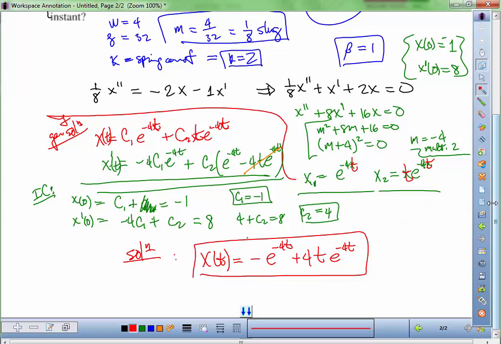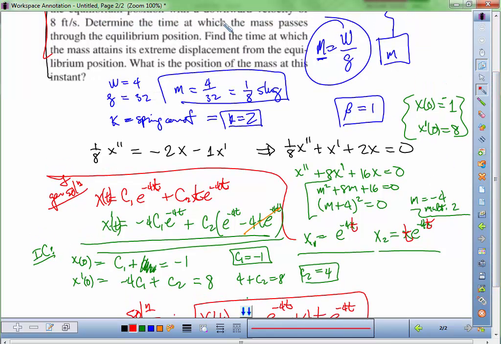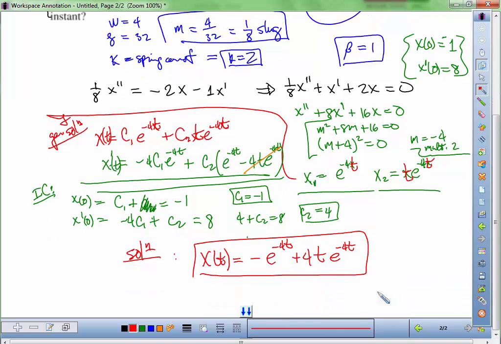Find the solution. We still have to find the time. Determine the time at which the mass passes through the equilibrium position. Find the time at which the mass attains its extreme displacement from the equilibrium position, and what is the position of the mass at this instant. So for that, I'm just going to graph it and then find the points that they're looking for. First, let me copy this over and put this on a new page.